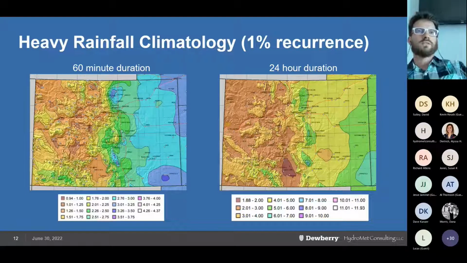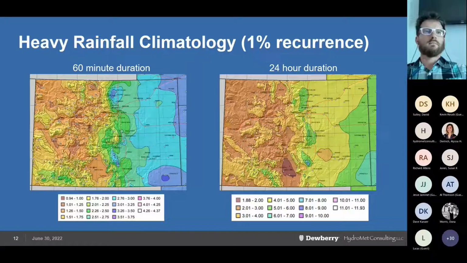So if we first focus on the 60-minute duration, what we see is quite a range across the state. This is a 100-year event, I should note. So 1 in a 100-year event, or 1% recurrence potential. And so that event amounts to less than 1 inch per hour along and west of the Continental Divide. Essentially, especially the higher you go, the less moisture you typically have, so you do see lower rainfall intensities. So 1 inch an hour roughly is your 100-year event for central and western Colorado.